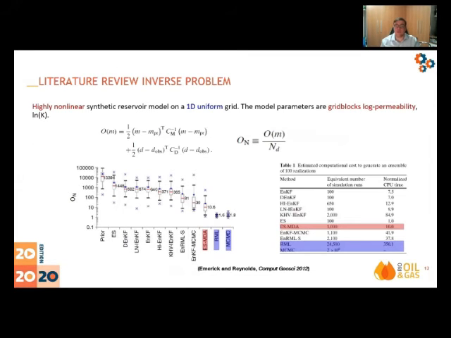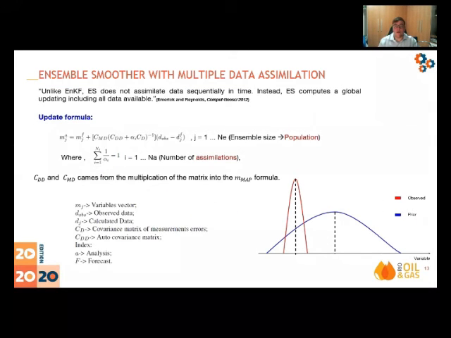To decide which method would be applied, we use the Emerick and Reynolds work, in which a highly nonlinear problem was solved with different ensemble methods, and the SMDA presented the best cost benefit. And how is the SMDA update process done?